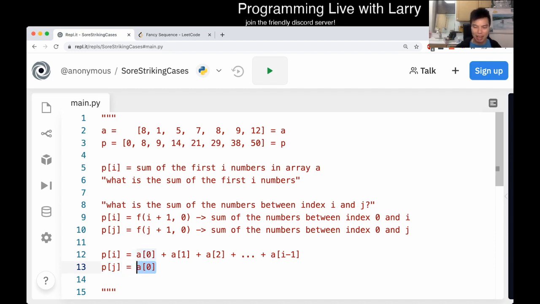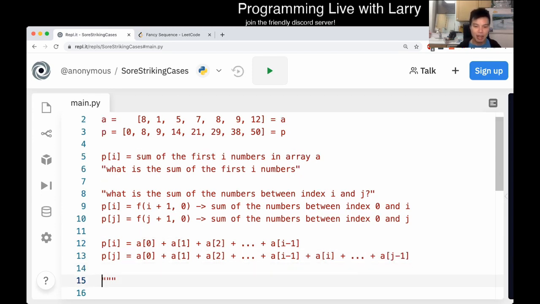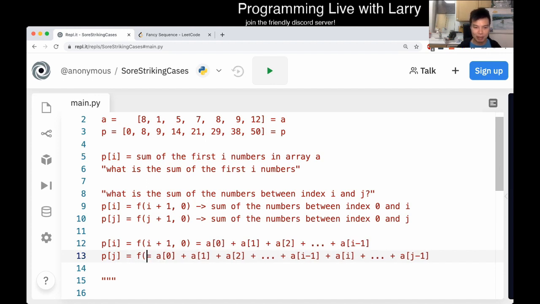And of course, we assume that j is greater than i, because otherwise you could swap them. That's not a big deal. Plus a sub i plus dot dot dot plus a sub j minus 1, right? And then, as we said, p sub i is equal to f sub i plus 1, 0, j plus 1, 0, right?